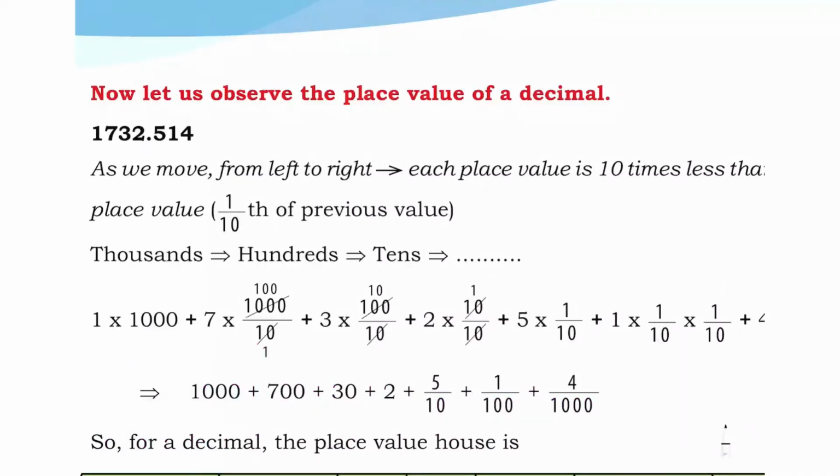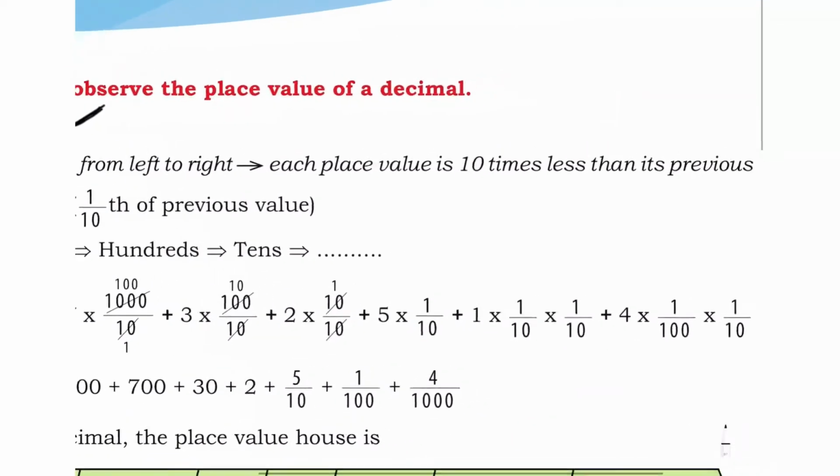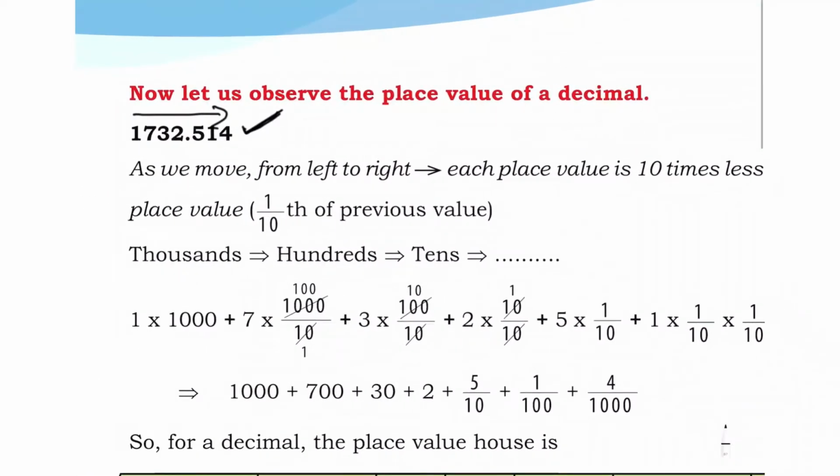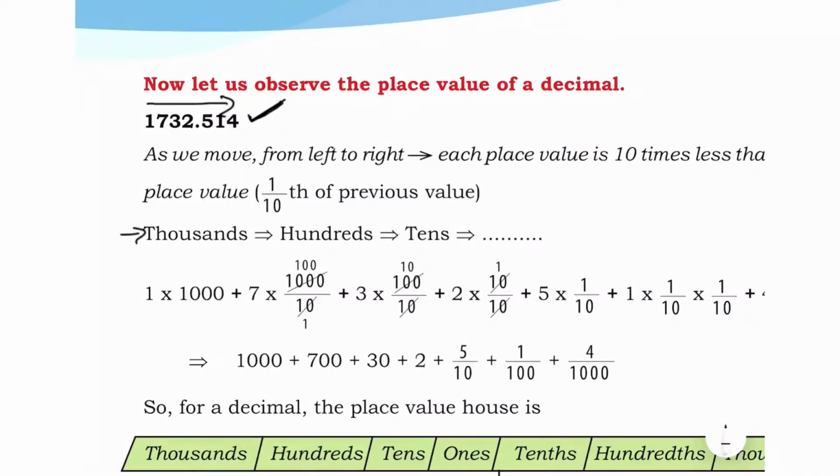So now let us observe the place value of a decimal number. Let's take the example of 1732.514. As you can see, as we move from left to right, each place value is 10 times less than that of its previous place value. That means 1/10 of the previous value. So you have these thousands, hundreds, tens, and so on. You can see how each place value is reducing 10 times. First it is thousands, then it is hundreds, then it is tens, and so on.